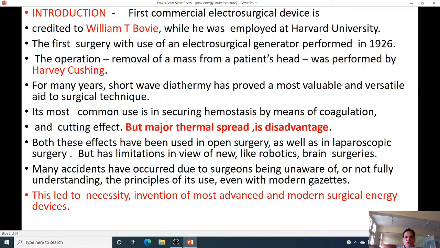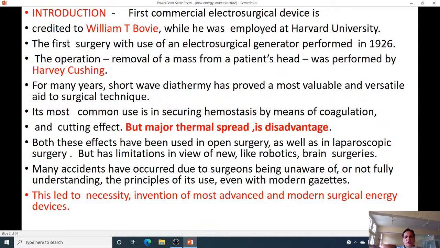What happened afterwards? For a very long time, electricity was the only source of energy, and it is called short wave diathermy. Why short wave? Because it is restricted to a particular part, and it has proved a most valuable and versatile aid to surgical techniques. The techniques have totally changed with this.